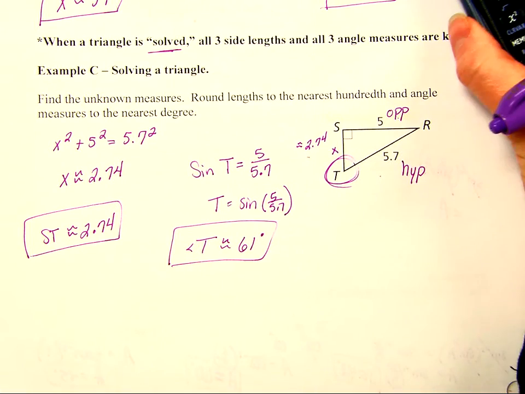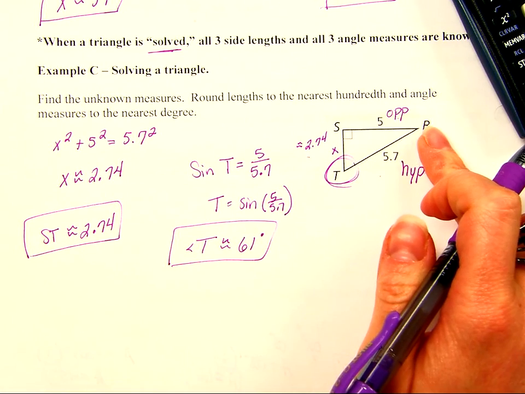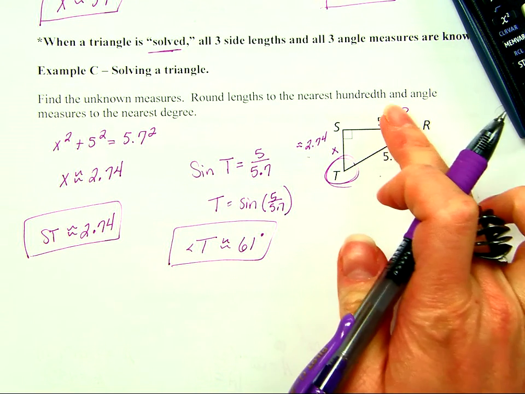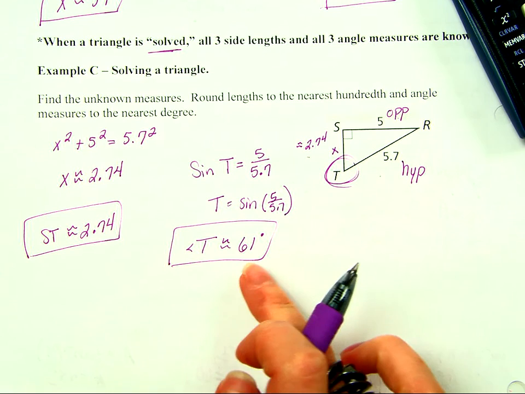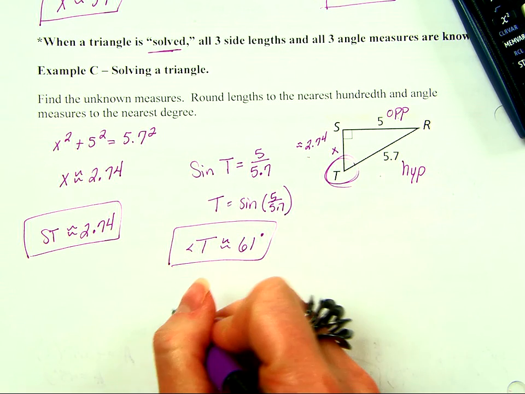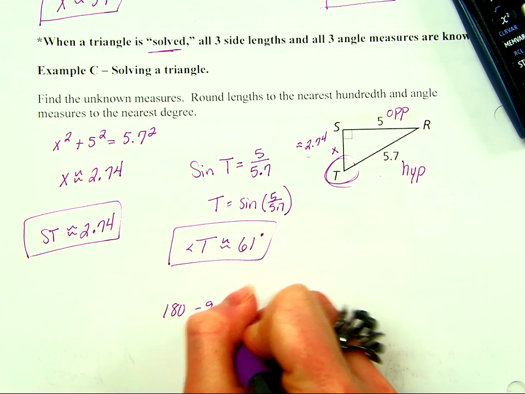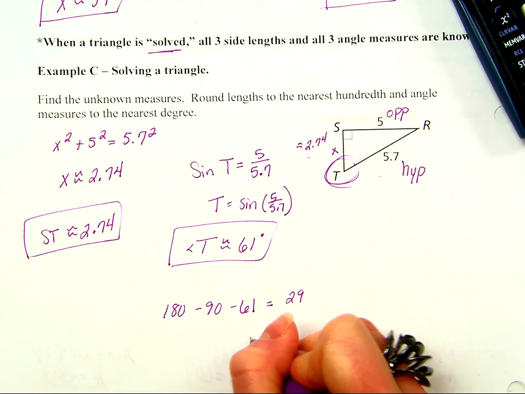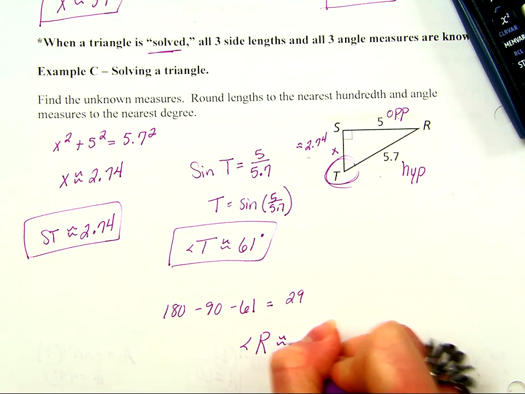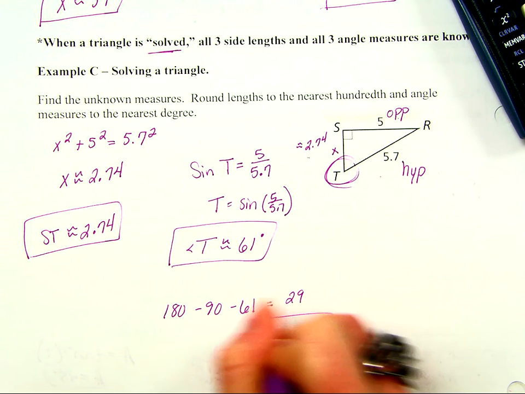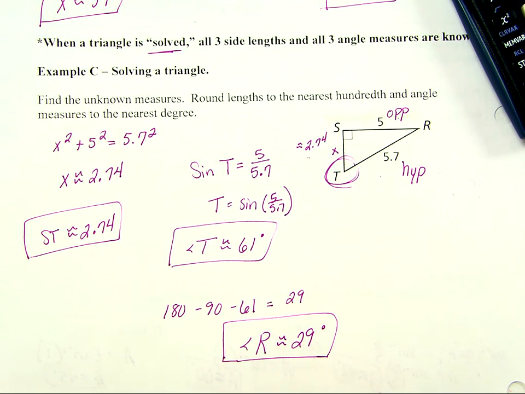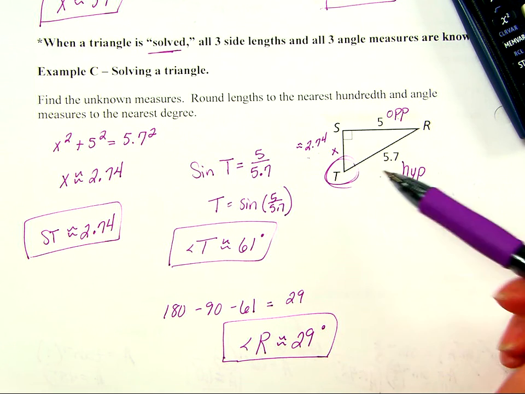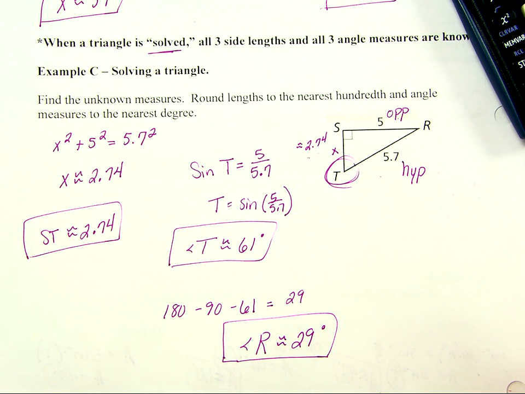If I wanted to calculate angle R, I could certainly use my trig ratio. In fact, for angle R, I could use adjacent and hypotenuse. But if I already know that this is 61 degrees, I can really take 180 minus 90 minus 61 to find out that angle R must be about 29 degrees. So now I have solved my triangle. I have my three side length measures, and I have my three angle measures.